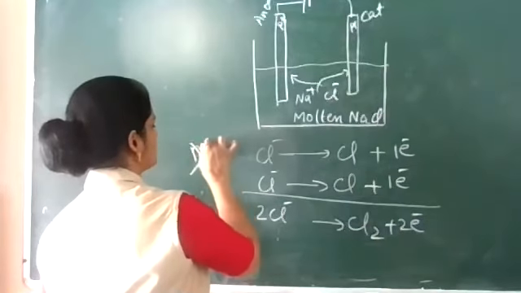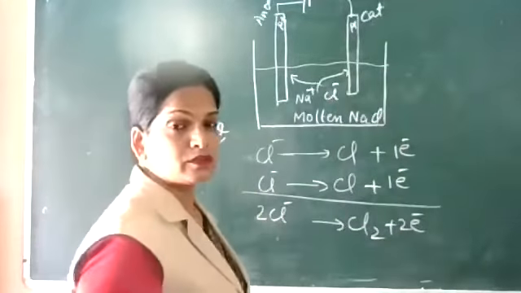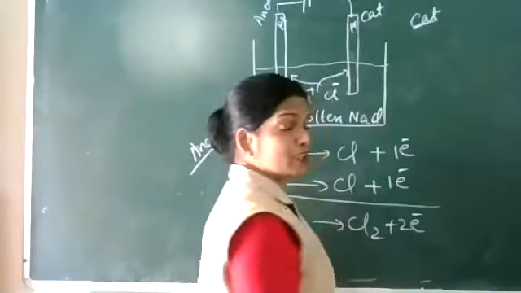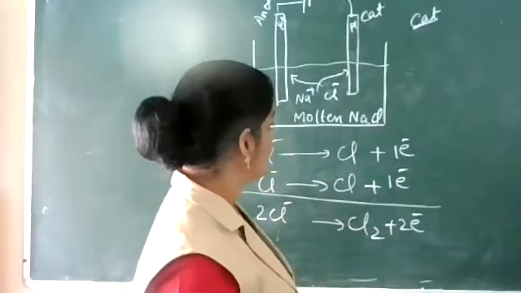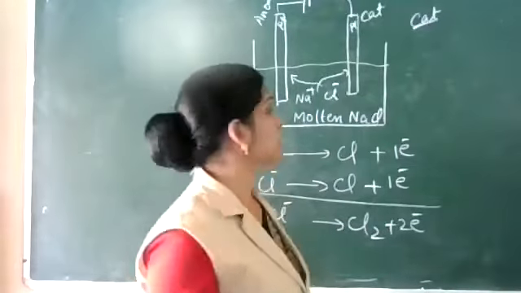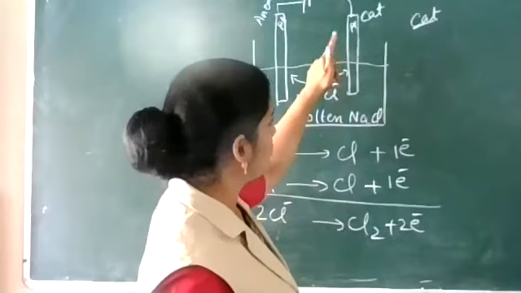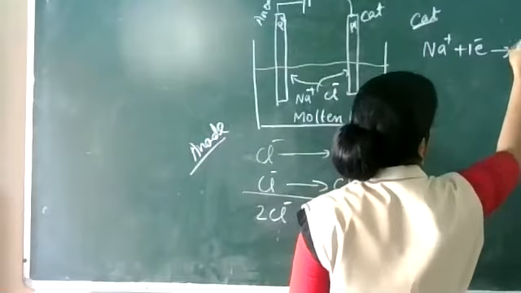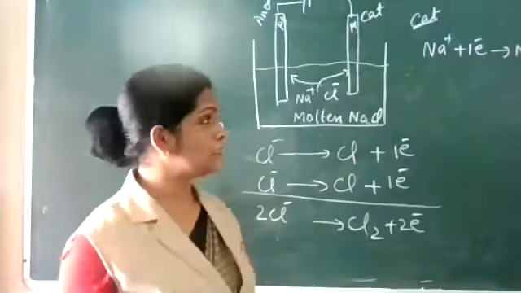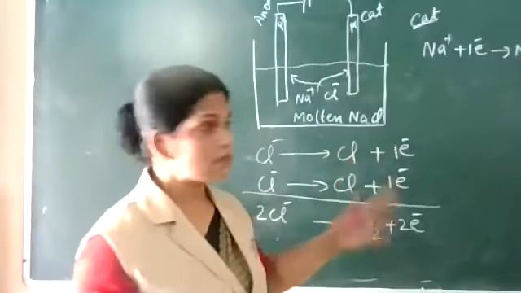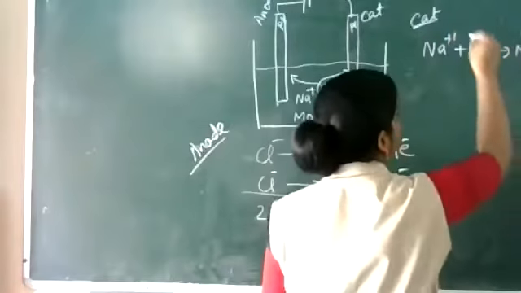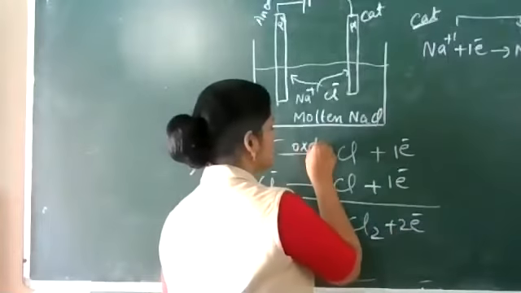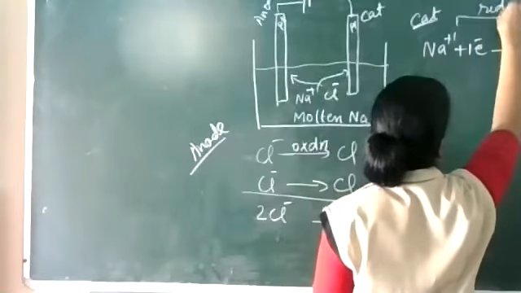Anode, oxidation. What about at the cathode? At the cathode, reduction takes place. What is reduction? Decrease in oxidation state. Na plus will take 1 electron and change to metallic sodium. How is this reduction? See, this is plus 1, this is 0. Decrease in oxidation state is called reduction. So here we will be writing oxidation, here we will be writing reduction.